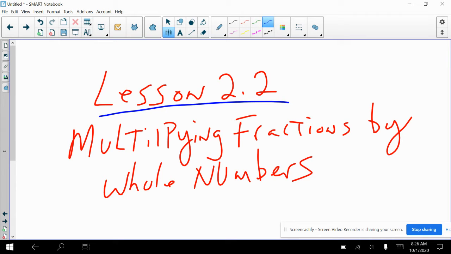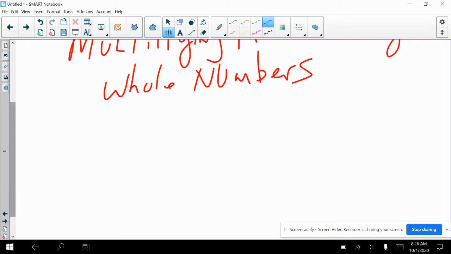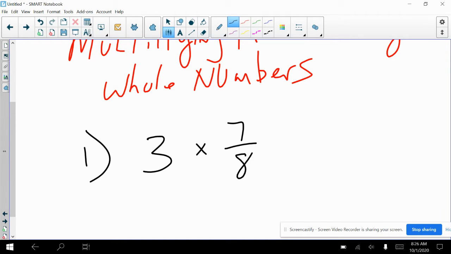Multiplying fractions by whole numbers. This is not difficult. However, you do need to know your math facts, as I've expressed that several times. Okay, all right, here we go. Example number 1. If we have the whole number 3 times 7/8.